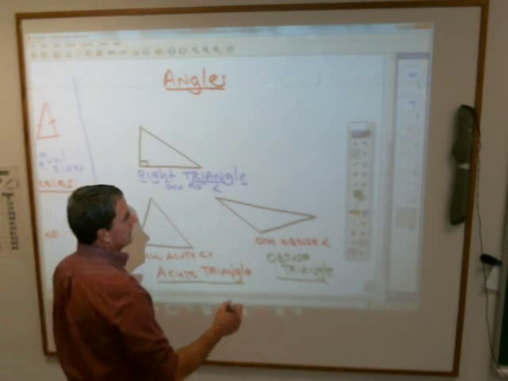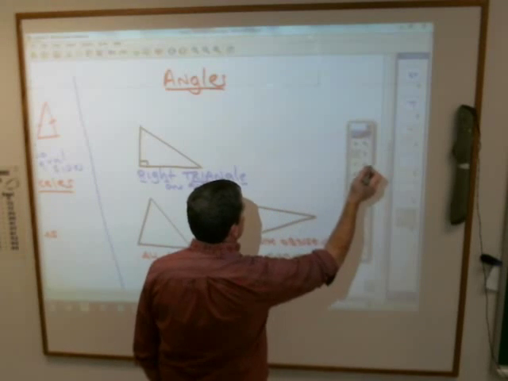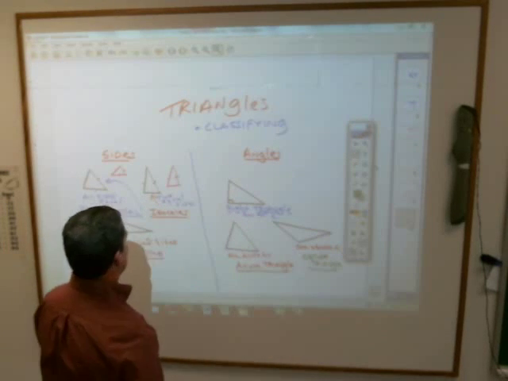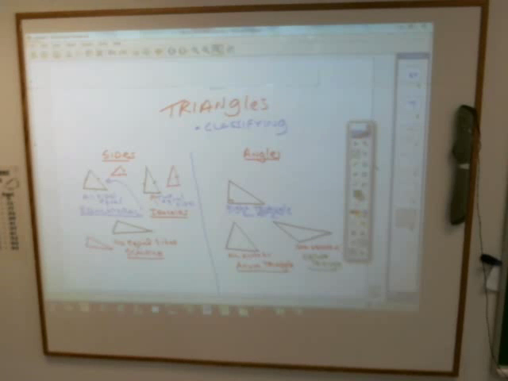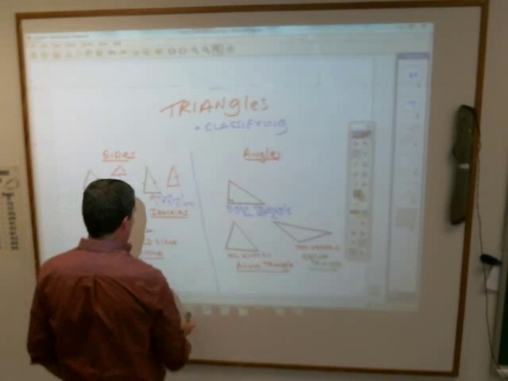Now let's shrink that down. So in your notes, your piece of paper should look very much like that, by its sides and by its angles. So let's see here. Open up your books, page 224. 224.